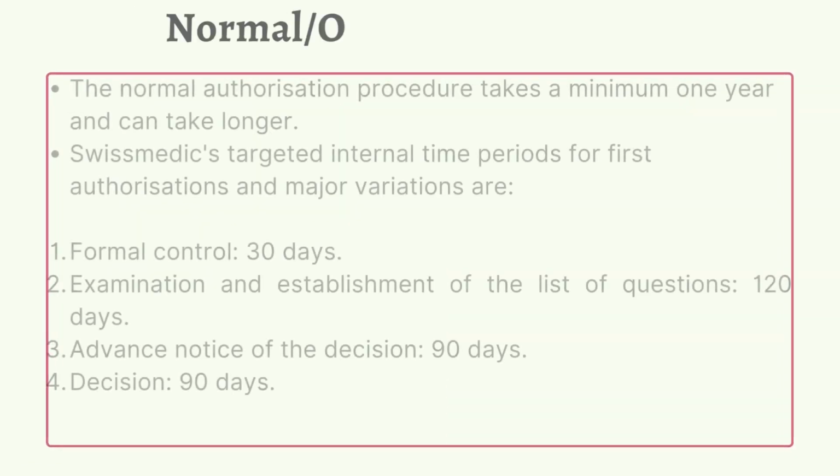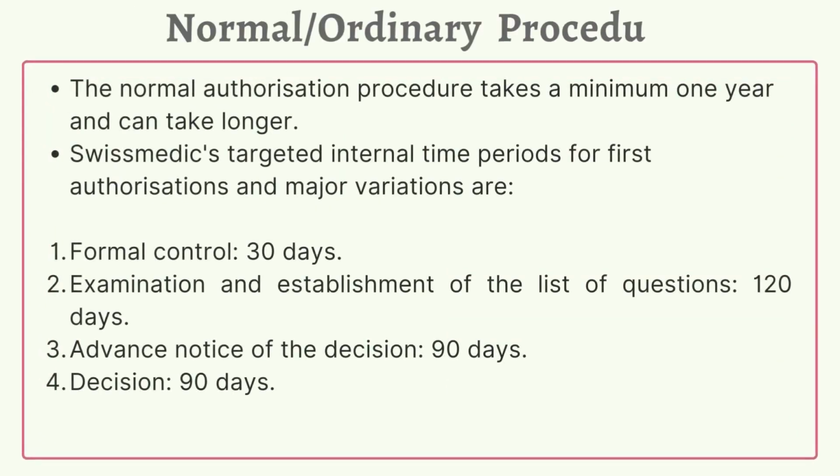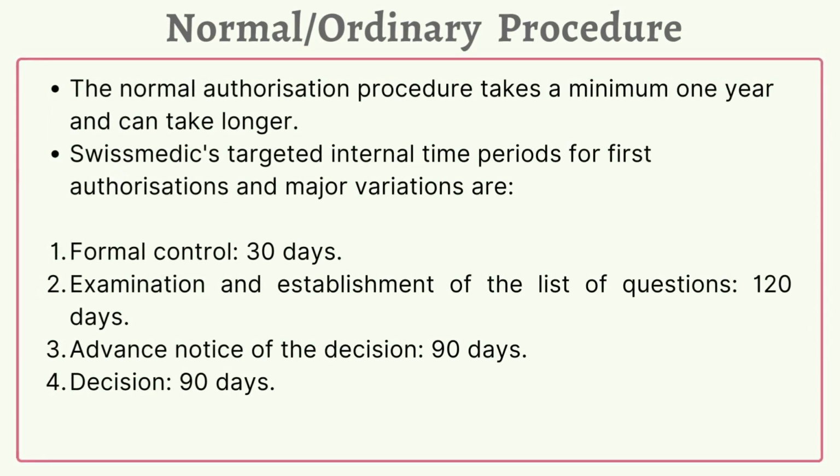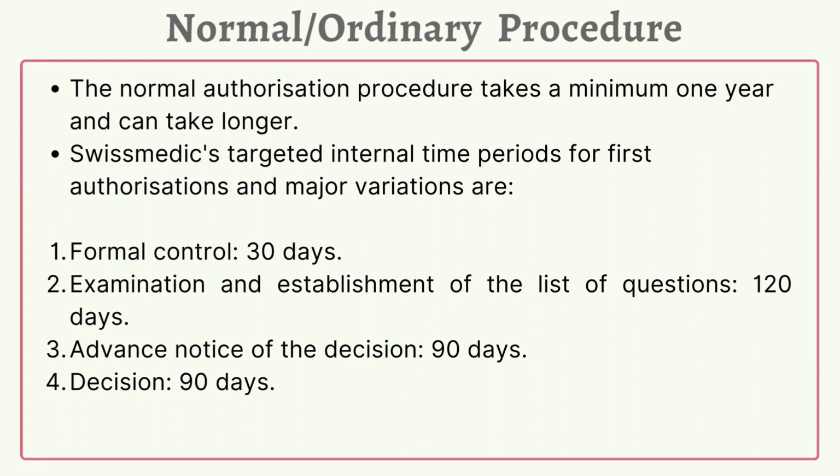Normal or ordinary procedure. The normal authorization period can take a minimum of 1 year. It depends upon the applicant's needs for possible corrections to the application, as well as the time taken by the applicant to answer Swissmedic's questions.